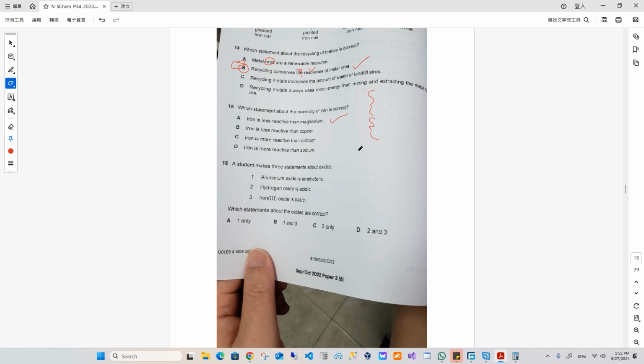Iron is less reactive than copper? No, copper is below. Iron is more reactive than calcium? No, calcium is on top. Iron is more reactive than sodium? Of course not, sodium is the second one. Come on. So all these are wrong. So A is correct.